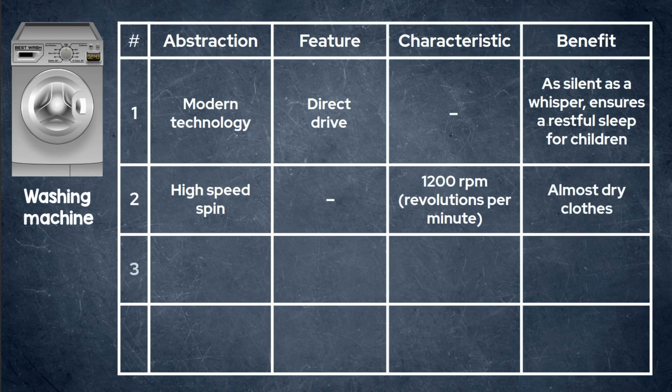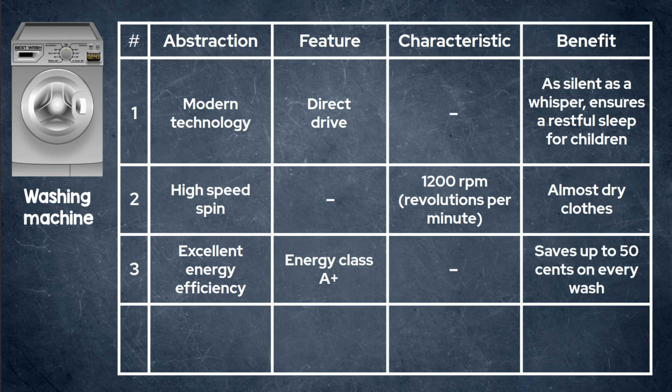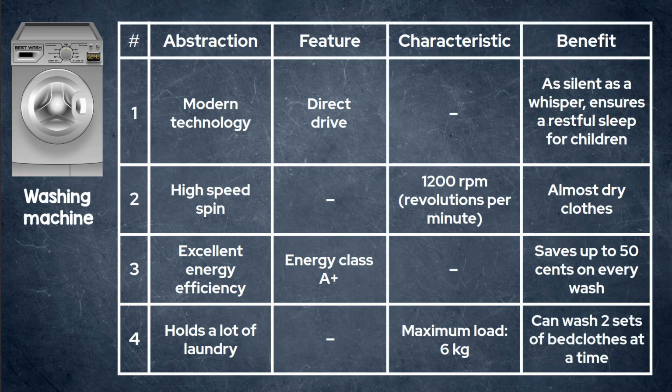3. Abstraction: excellent energy efficiency. Feature: energy class A+. Benefit: saves up to 50 cents on every wash. 4. Abstraction: holds a lot of laundry. Characteristic: maximum load 6 kilograms. Benefit: can wash 2 sets of bedclothes at a time.